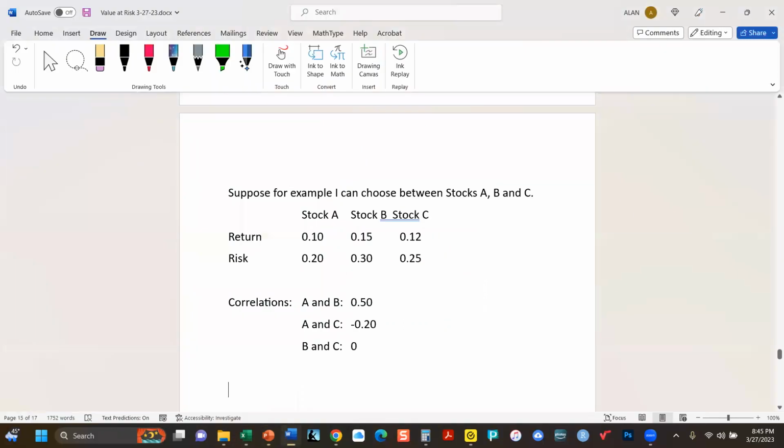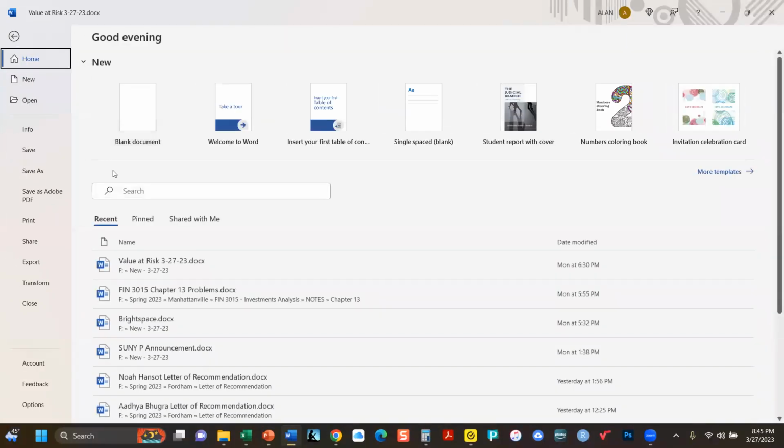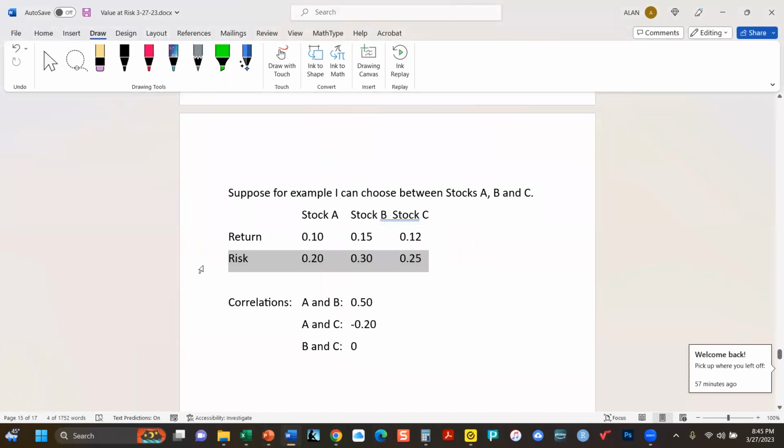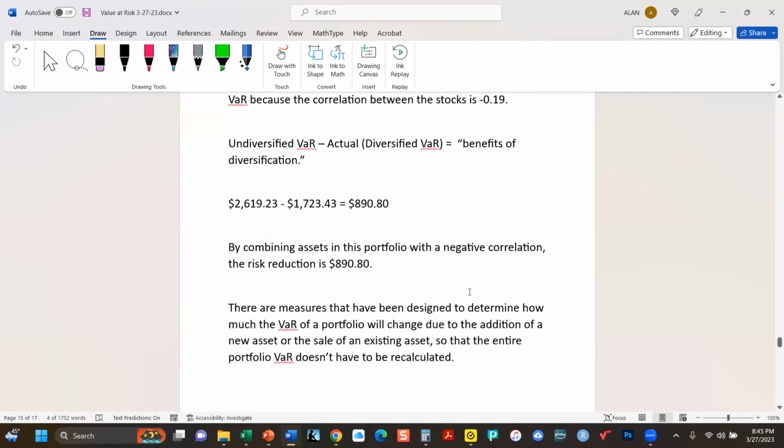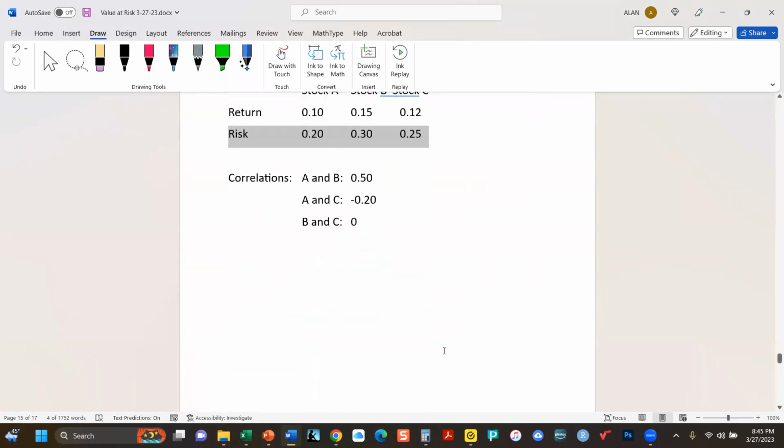Okay, what happened? Oh, this is the end of the document. Okay, good. I thought we'd lost a lot of work. Okay, that was going to be very annoying to me.